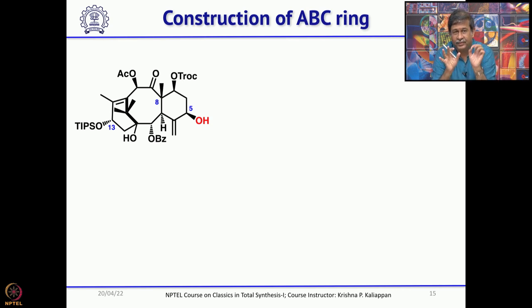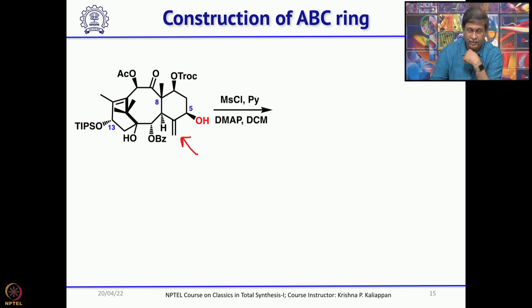So what we have done so far, we have made the A ring, we have made the B ring, we have made the C ring. Now we have to go for making the D ring. So for the D ring, you have to functionalize this exocyclic double bond. What will you do? You can use dihydroxylation, and before that you should make the beta alcohol a good leaving group, but the leaving group should be in the alpha position. Since the oxetane is beta, that means the leaving group here should be alpha.